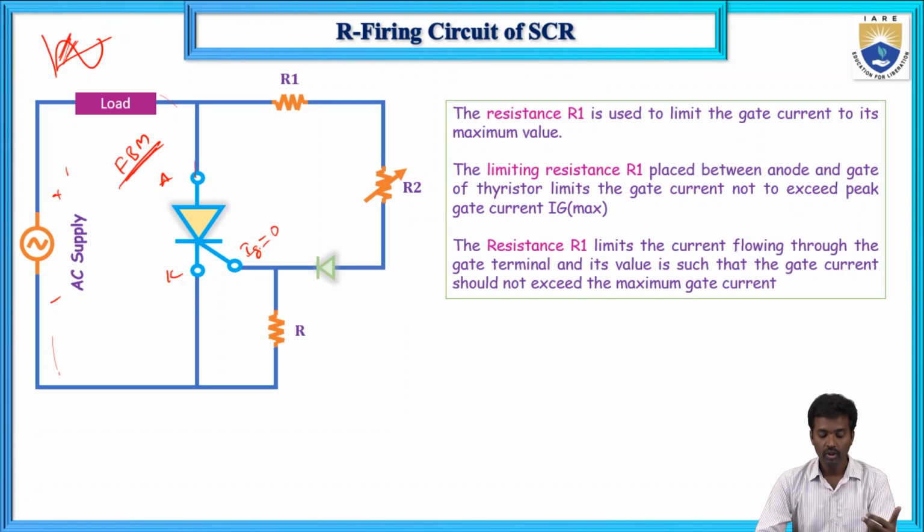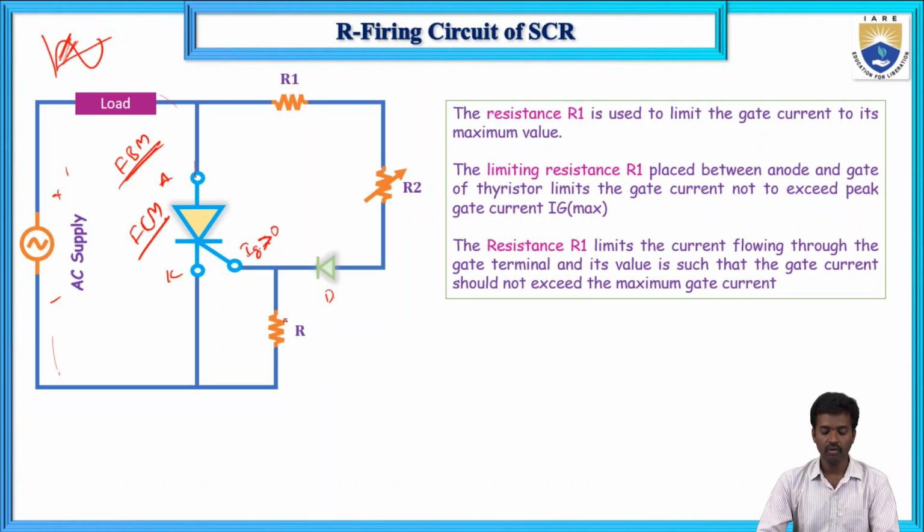So now, in the forward conducting mode, when you give the gate current, the gate current flows, and this thyristor is in the forward conducting mode. Now here is the setup for the R firing circuit. R1 is a limiting resistance, R2 is a variable resistance, then there is one diode, and next R.